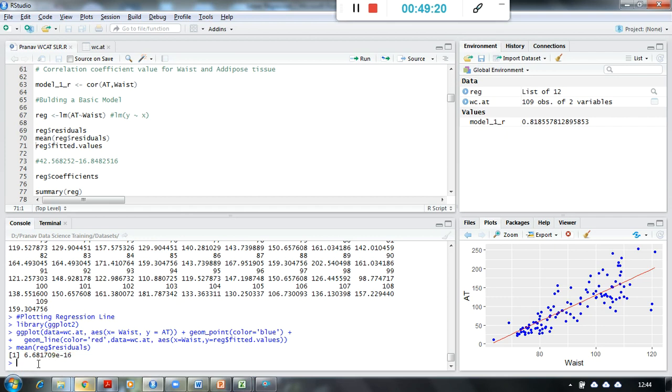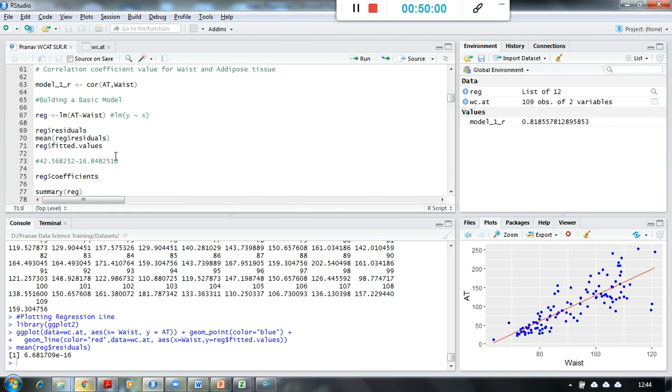When I say minus 16, it means 0.000000000000000 followed by 6, 8, 1, 7, 0, 9. So what do you think, guys? This is approximately 0, isn't it? Yes. Then, for the condition to judge whether my model is fair enough or not, yes, it is a fair enough model. Why? Because my average of error is 0, it is a linear model.